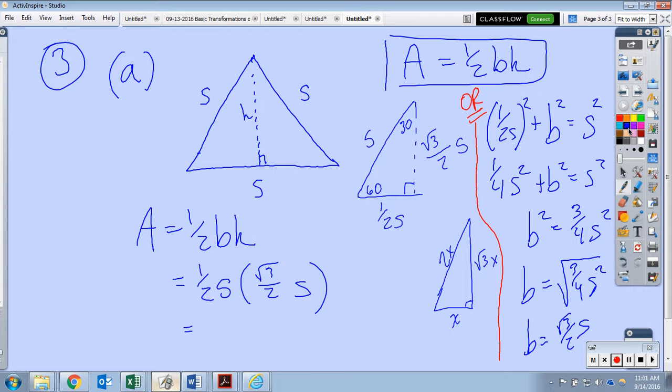And of course, this guy simplifies. What we end up getting is square root 3 over 4 S squared for the area. Oh, you just multiplied that back in again. Yeah, I just simplified this. Yep. Yeah, that makes sense.